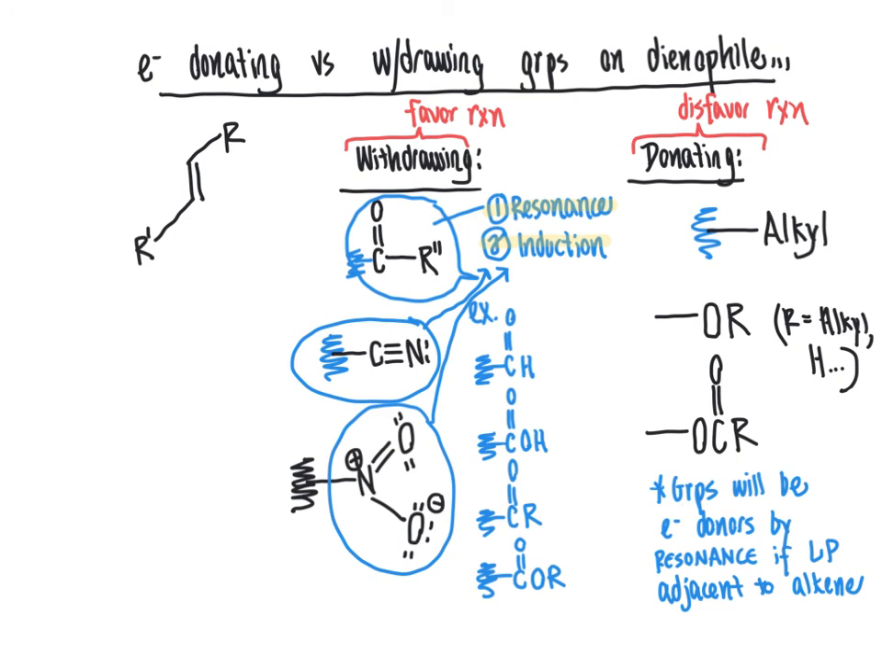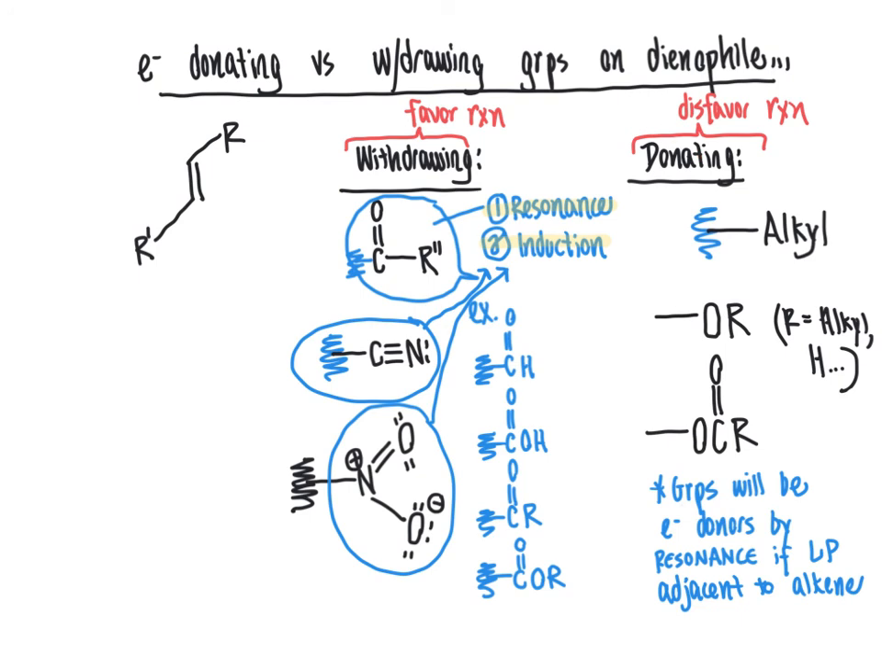So due to the fact that resonance is the most important factor in determining whether a group is electron withdrawing or electron donating, that means that although these oxygens are definitely electronegative and by induction would be electron withdrawing, by resonance they are donating electrons, and resonance is more important, and so the net effect is that those groups are electron donating and they're going to make the reaction less favorable.